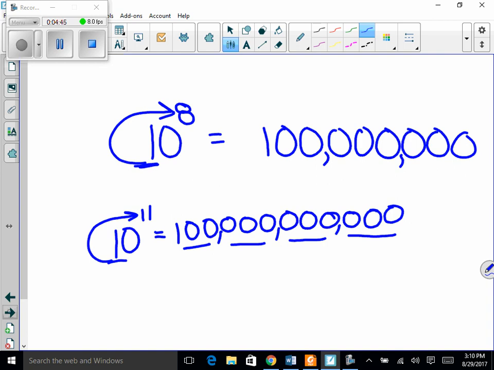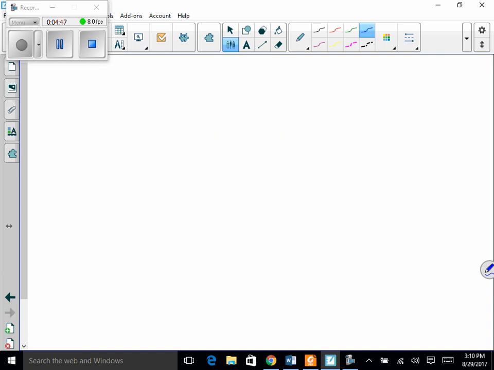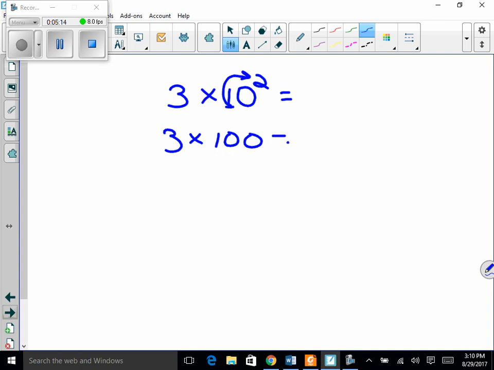Another thing that they like to do in our book is they'll give you a problem like this: 3 times 10 squared, or 10 to the second power, and they'll say, what does it equal? And this is how I solve it. I write it down, there's a 3, and then times, and then 10 to the second power. If I look at it, I write down the 1, and then there's 2 zeros after it, right? So now the problem is 3 times 10 squared equals 3 times 100, or the answer is 300.